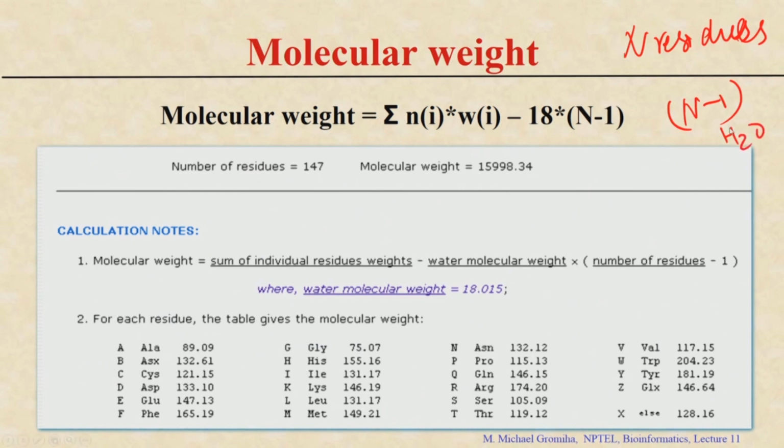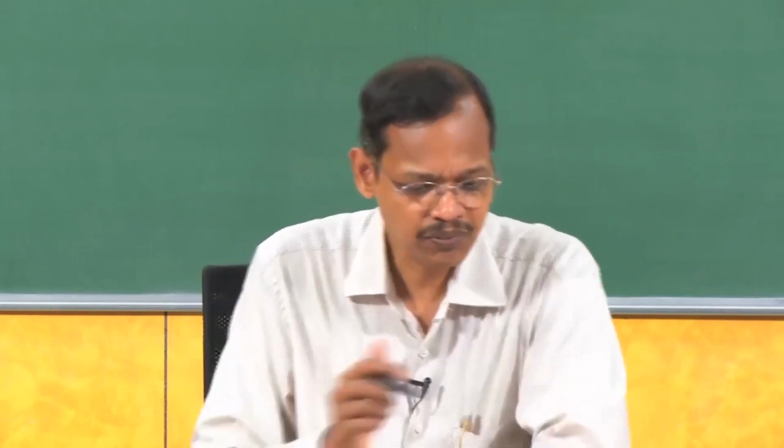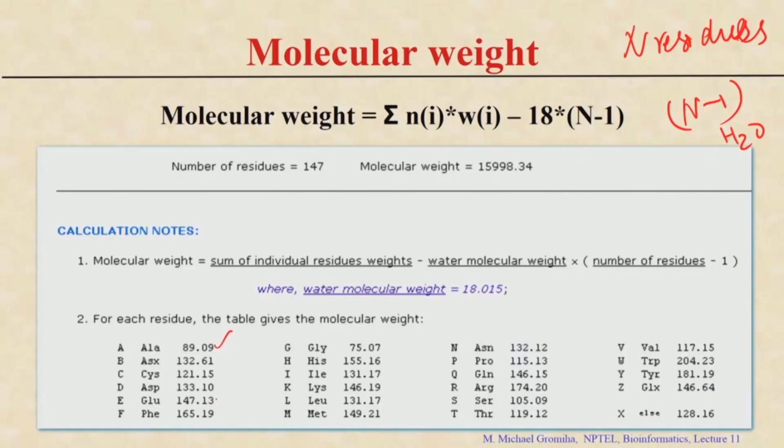So, if you want to calculate the molecular weight in a sequence, for each residue we know the molecular weight. For example, alanine is 89, glutamic acid 147, methionine 149, tryptophan 204 and so on. We know the values. So, we have a sequence. For example, this is a sequence.